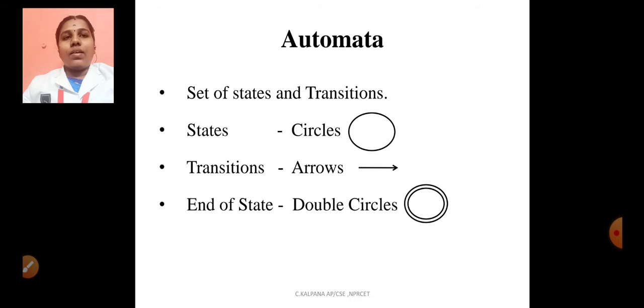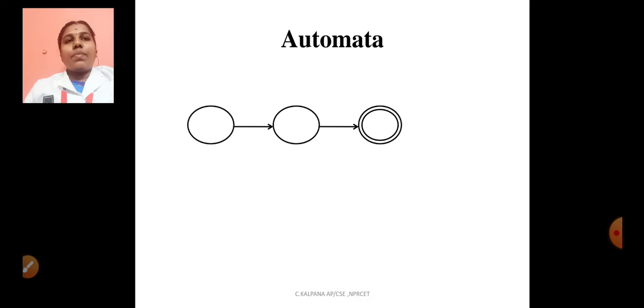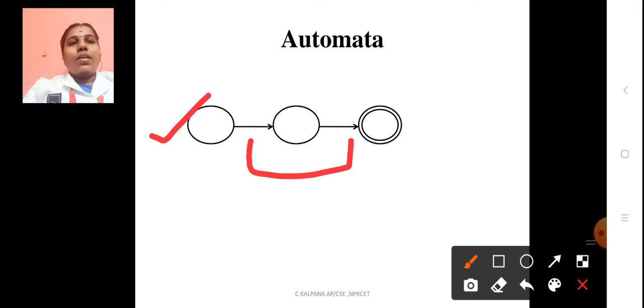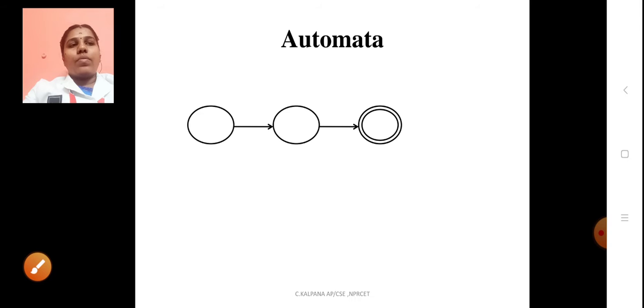This diagram is important to know how machines solve problems efficiently. So this is a simple example of automata. Here is a state and this is a transition. It can be represented as an arrow, and the end state can be represented as a double circle. The starting state can be represented as an arrow.